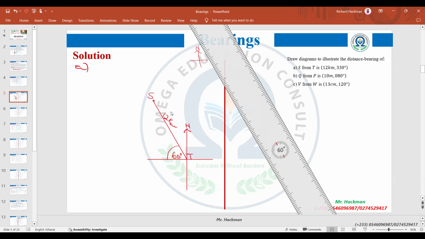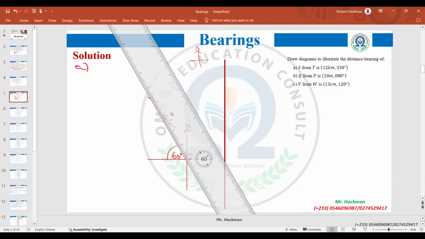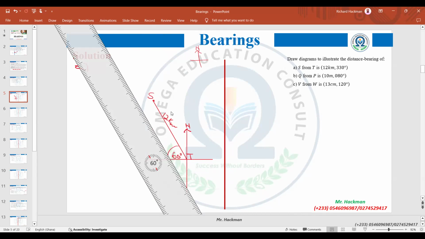All right, great. So I'm going to do the same for B. Maybe the C you will try later. You know we are behind time, sort of. So B, we are looking at Q from P. So you know you have to get these two points indicated some way, somehow. Then the bearing angle is 80.